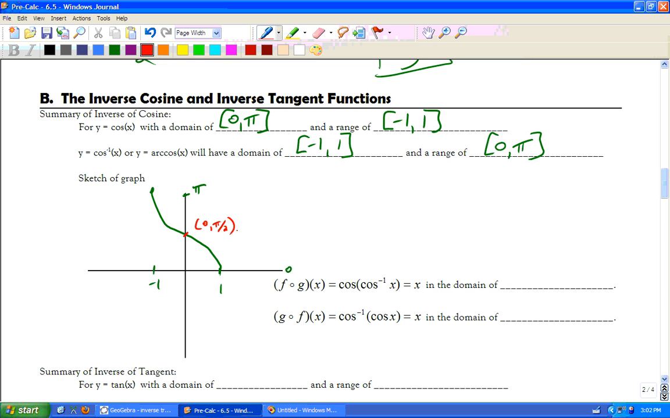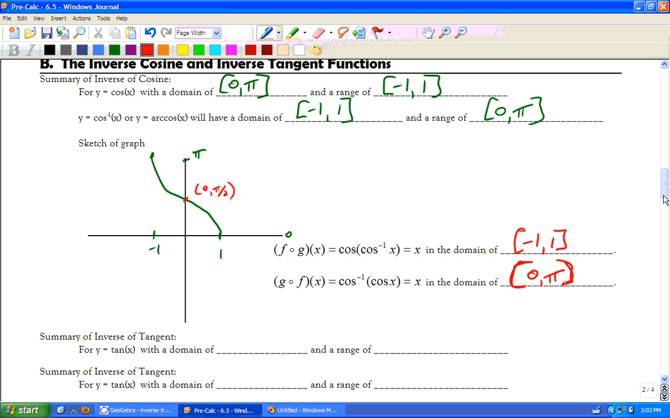The reason why is that cosine of pi over 2 is 0, so when we take the cosine inverse of 0, we get pi over 2. Similarly, with sine, f of g of x, or the cosine of cosine inverse of x, will actually equal x as long as we stay in the domain from negative 1 to 1. And cosine inverse of the cosine of x will equal x in the domain of 0 to pi.